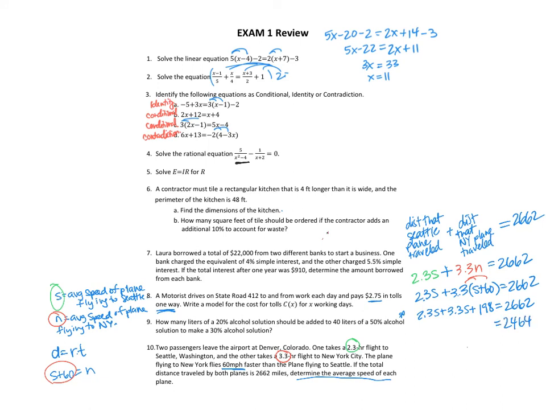And I get 2,464. And then if I add the 2.3 plus 3.3, I get 5.6S. And then I can divide that by 5.6. So 2,464 divided by 5.6, and I get S equals 440. And what are the units of that? Well, S was the average speed of the plane, so that's going to be in miles per hour. And then I know that the plane flying to New York flew 60 miles per hour faster, so I can add 60 to that. And I get 500 for the speed of the plane going to New York.